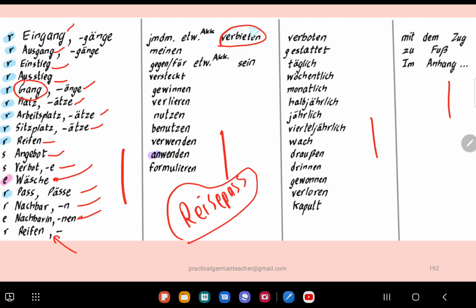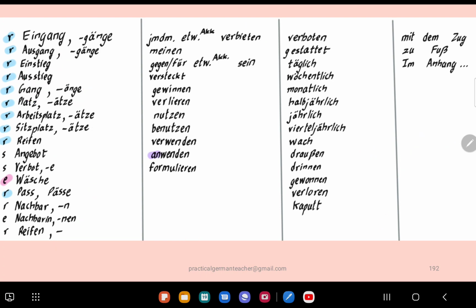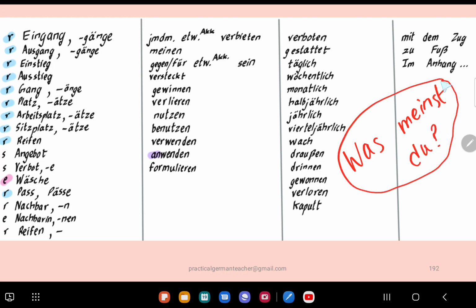Jemandem, it was accusative, verbieten, to prohibit someone from doing something. Meinen is a verb, but it means literally to mean, like ich meine, I mean, but you can also use it like quite often people say this, right, in close circles. So was meinst du? Here it means what do you think. It can be like you are proposing a plan for the weekend and you are asking the other guy, or you're proposing a plan for the project and you are asking your colleague what he or she thinks.